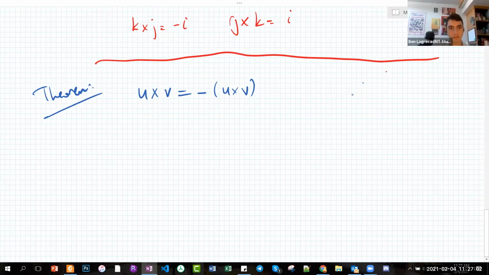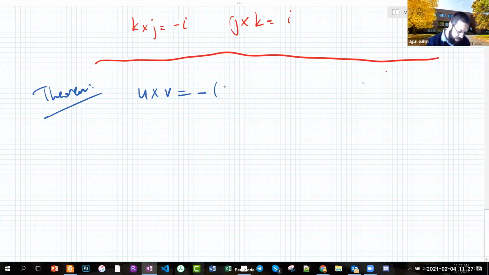Shouldn't the right hand of that say negative V cross U? Because you wrote U cross V twice. Yeah, I am writing wrong. Sorry, my bad, guys. Of course. Thank you for fixing.